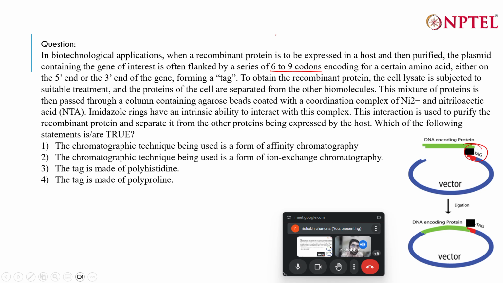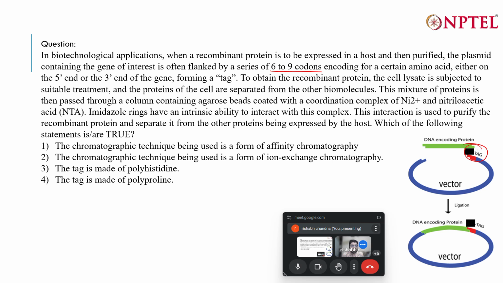To obtain the recombinant protein, the cell lysate is subjected to suitable treatment and the proteins of the cell are separated from the other biomolecules. The mixture of the proteins is then passed through a column containing agarose beads coated with a coordination complex of Ni2+ and nitriloacetic acid, that is NTA. Imidazole rings have an intrinsic ability to interact with this complex. This interaction is used to purify the recombinant protein and separate it from the other proteins being expressed by the host. Which of the following statements is or are true from the given statements?